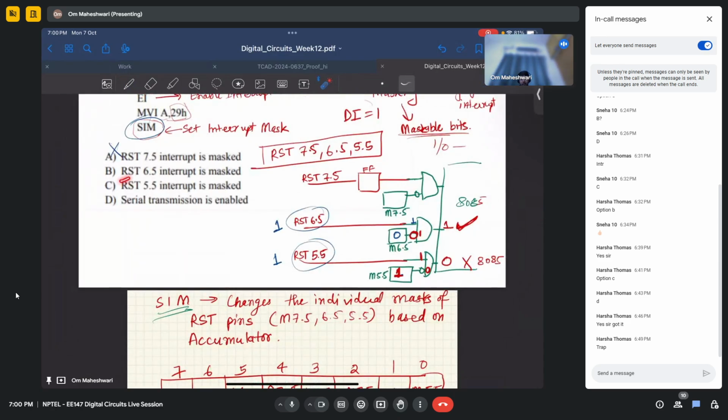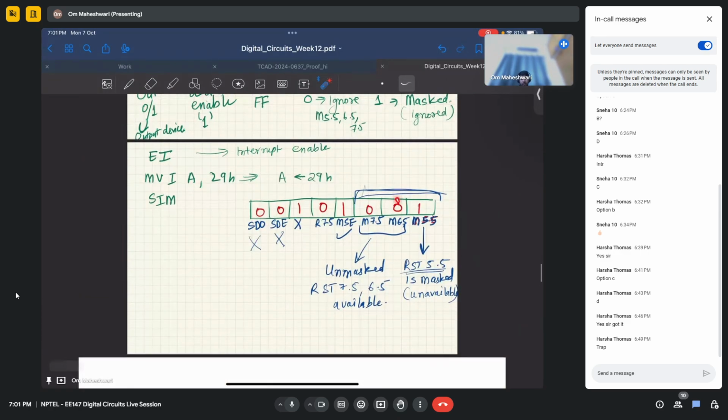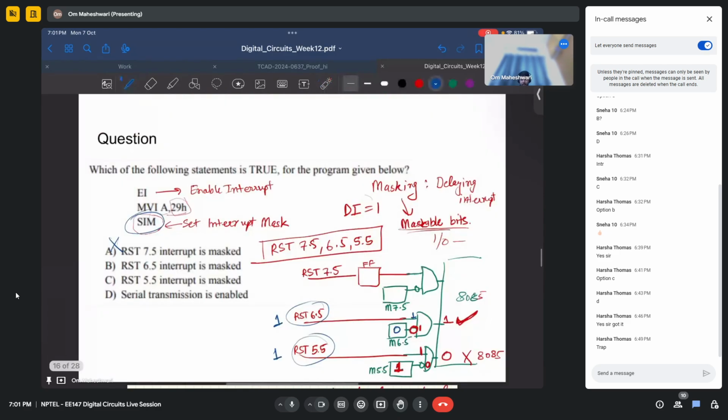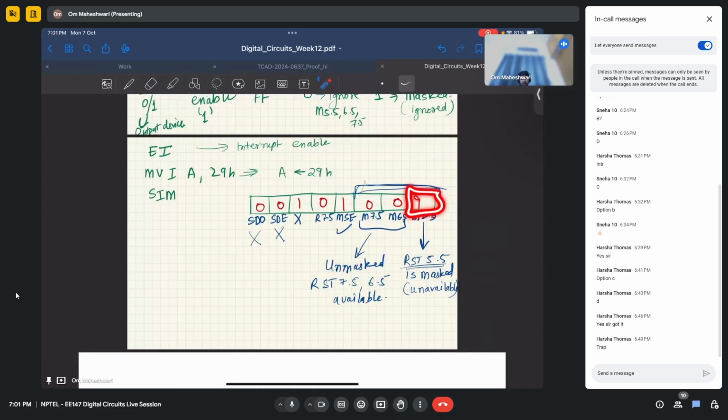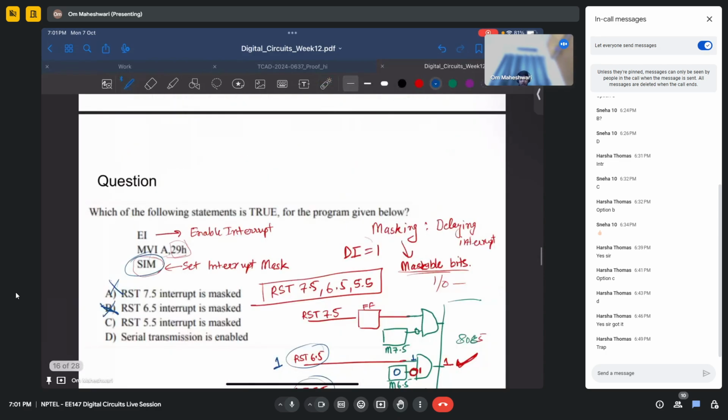RST 6.5 interrupt is masked. RST 6.5 is also 0. So second option is also incorrect. Then we see RST 5.5 interrupt is masked. So we see 5.5 here mask value is 1. That means this interrupt is masked and it is not available. You can ignore this interrupt. So this one is correct.